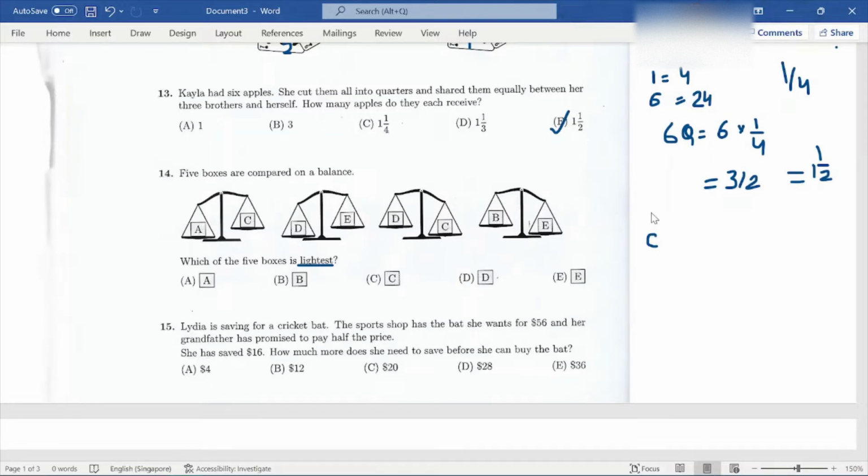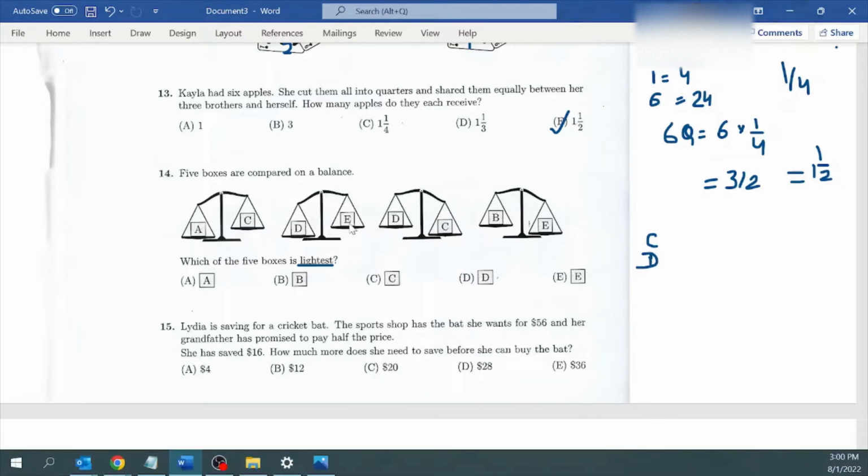So if you make a sequence from lighter, D would come below C. And if you look at the images involving D, D is heavier than E, so definitely E is lighter than D, right? Then if you look at images involving E, B is lighter than E. So what we see here is B is the lightest object. So for question number 14, the answer is B.